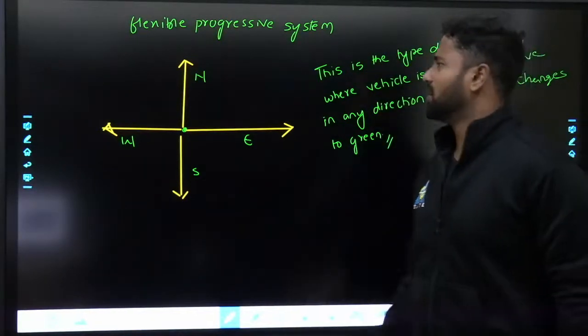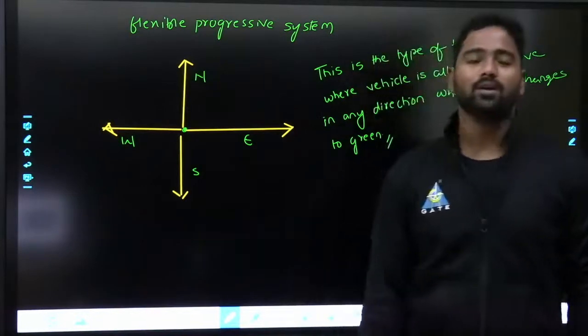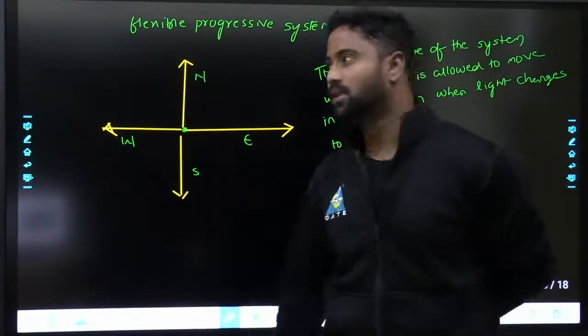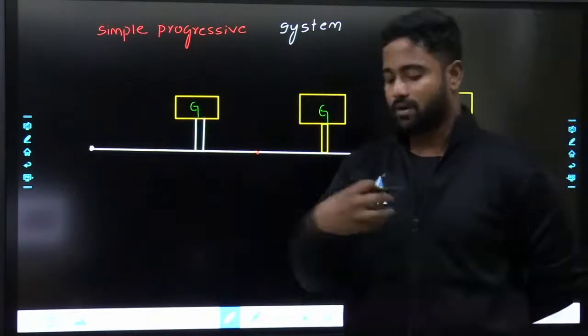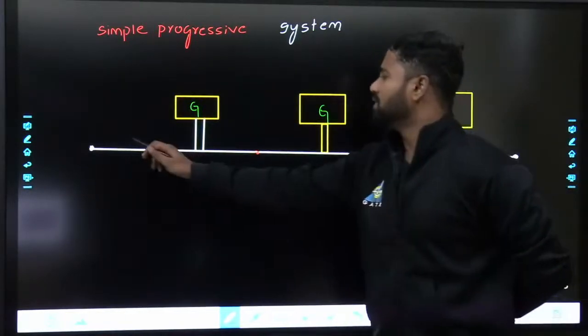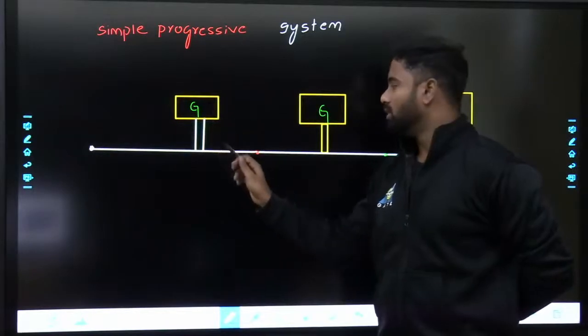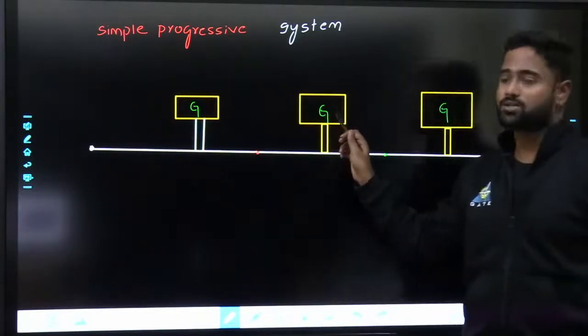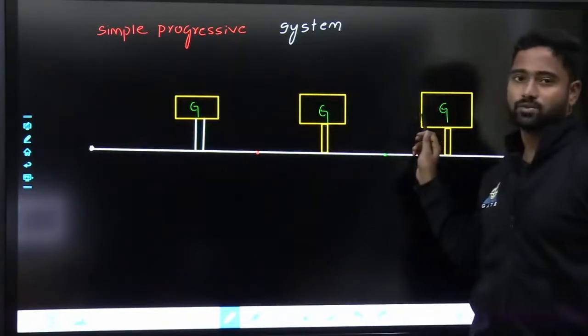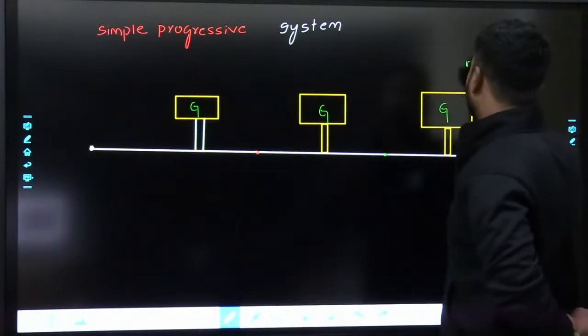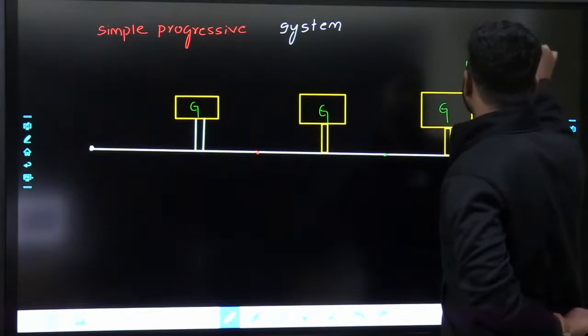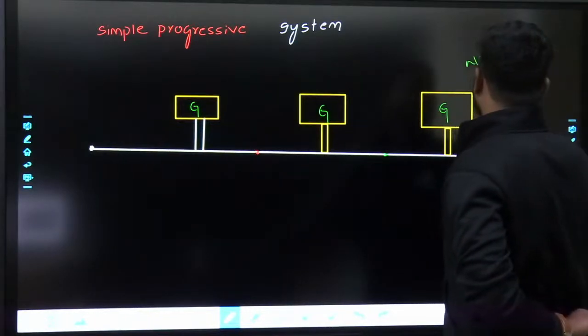Right now in India, we are not using this. In India, the maximum thing that we use is the simple progressive system, where once you reach a point it will be showing green color, and then once you reach the next point, the color changes to green, so that there will be no stoppage of vehicle, no delay.